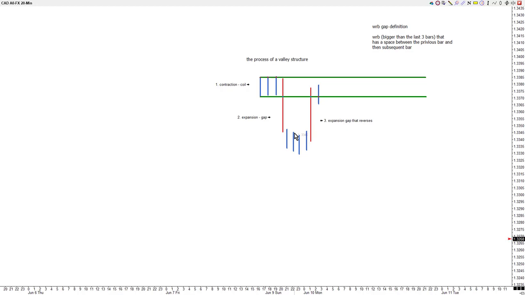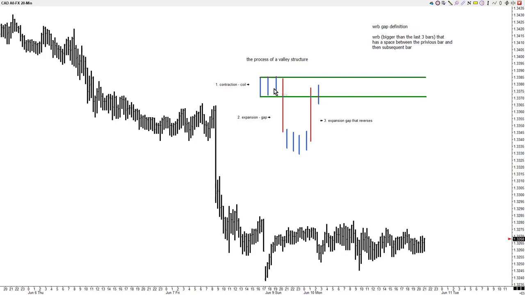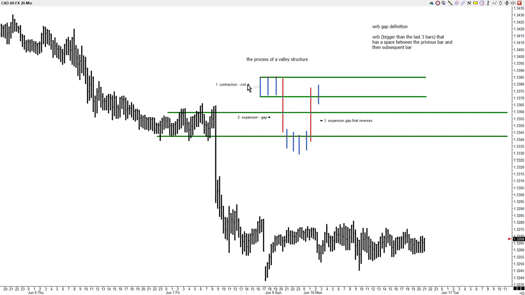All right, so from here, take my definition, look on the chart, and see if you can see a wide range bar gap that looks something like this, right? Just look for the biggest, baddest, ugliest bar. See that? It's bigger than the last three bars, and you see this is all space, right? This is all space. And so we'll mark it the same way, and we'll go through the steps the same way. Contraction, expansion, and then we're stalling down here. I guess we could make that a step. Let's go ahead and make that a step.